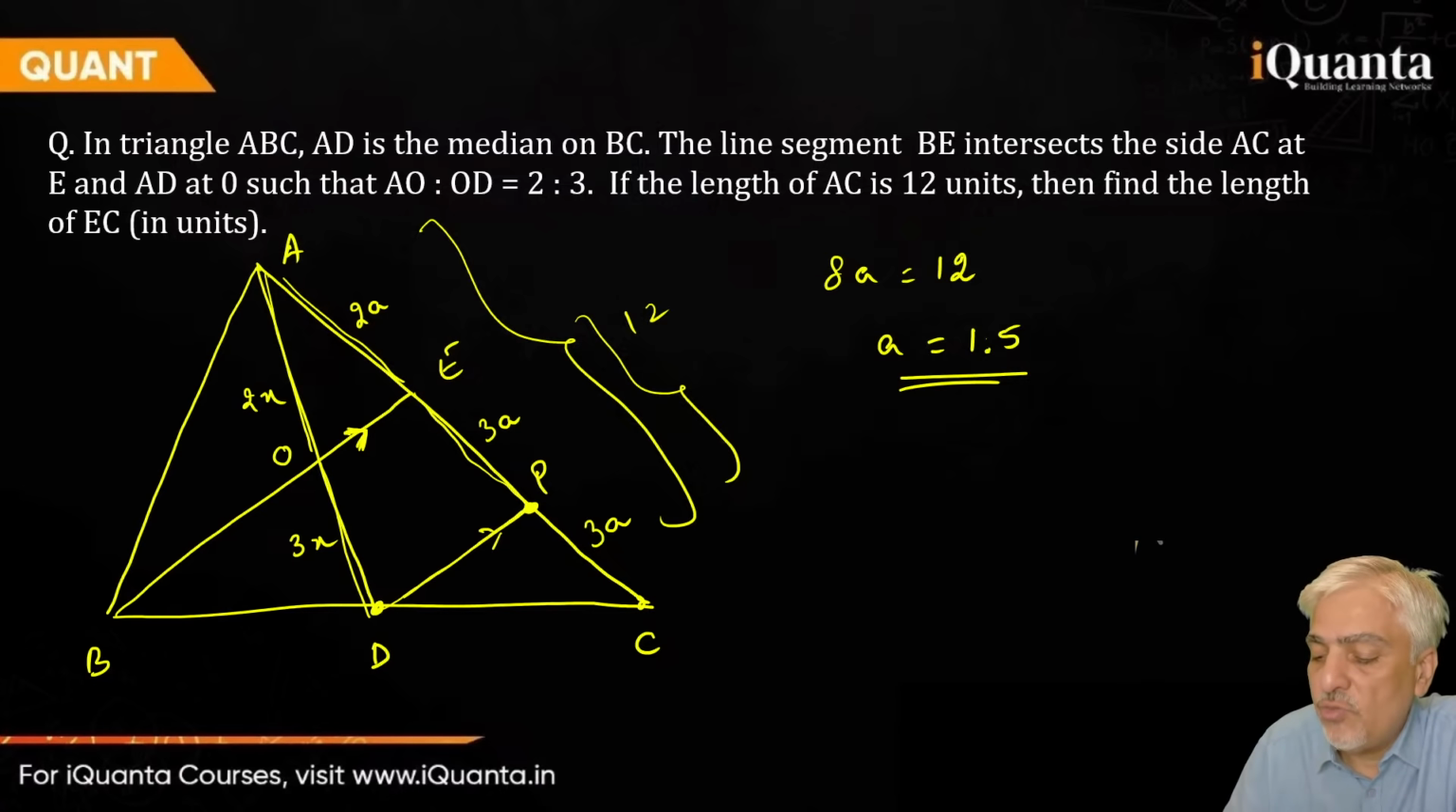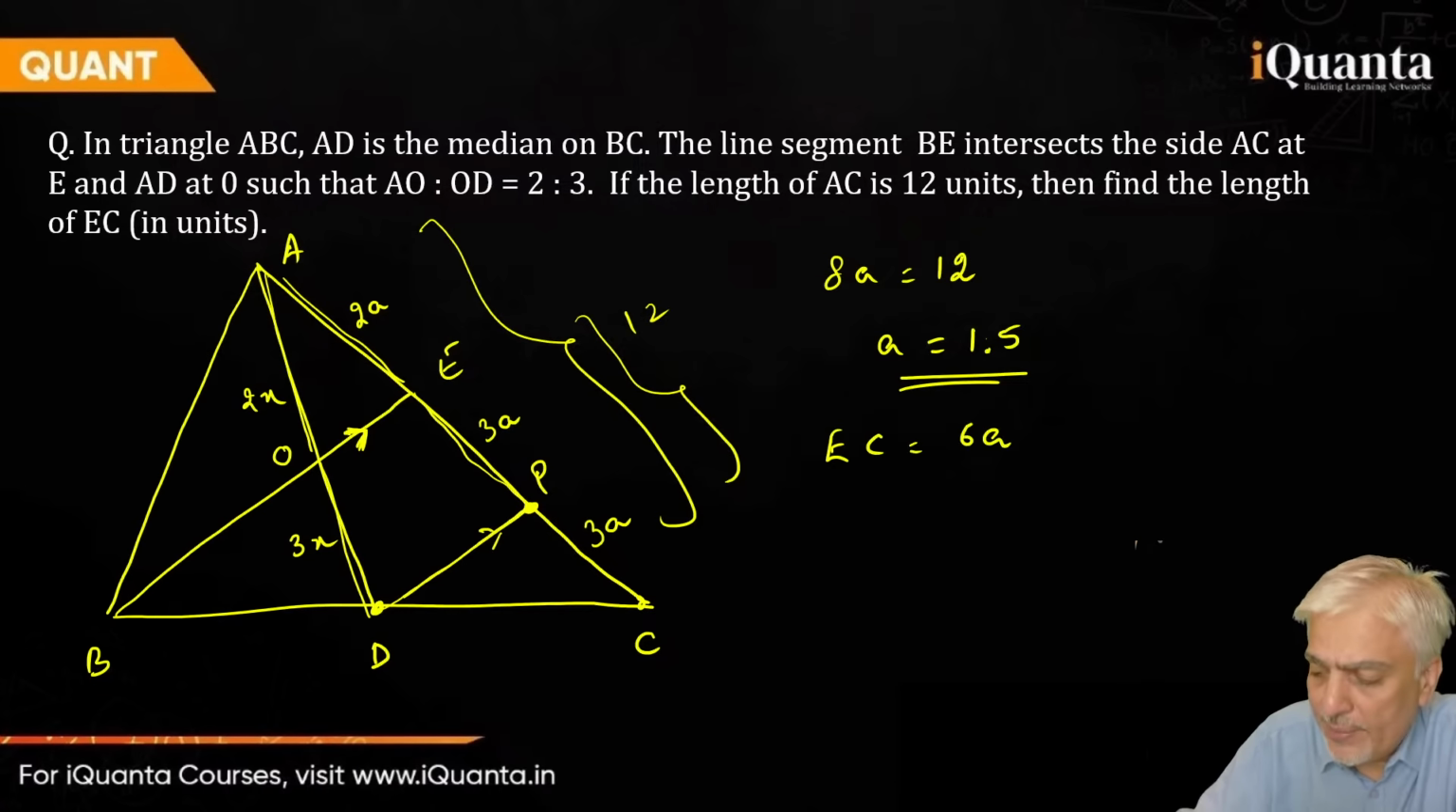Now, what have they asked for? They've asked for EC. EC is 6A. I'll explain. Where did Y come from? Oh, you're still in the previous sum. 6A is 6 into 1.5, 9.